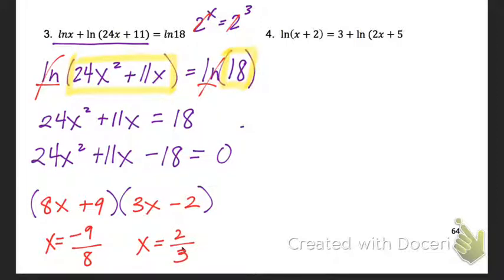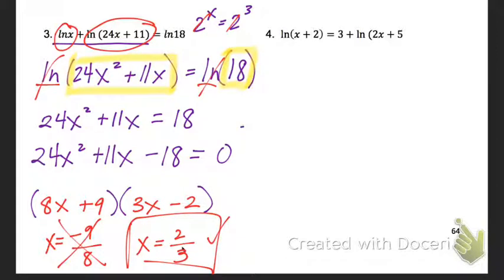I got it now. When I plug them back into the originals, which ones do and do not work? 2/3 works. It's positive, and then the negative 9 over 8 is negative, so only this one will work. Yeah, since it's 8x plus 9, I forgot to set it 8x equals 9 and then divide it. That's why I had the sign switched.